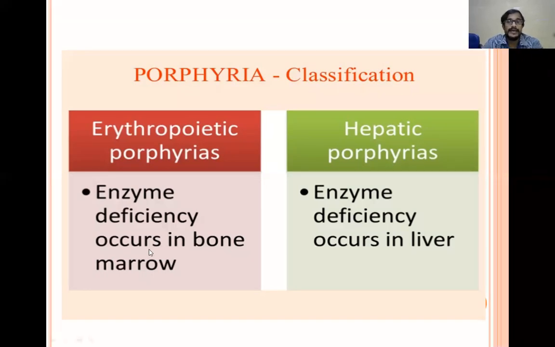Here the enzyme deficiency occurs in the erythroid cells. Here the enzyme deficiency occurs in the liver cells. So in both cases, defective heme synthesis occurs. In both cases, the porphyrins will be accumulated in the body. But the main thing is that here the defect occurs in the erythroid cells, and here the defect occurs in the hepatic cells.